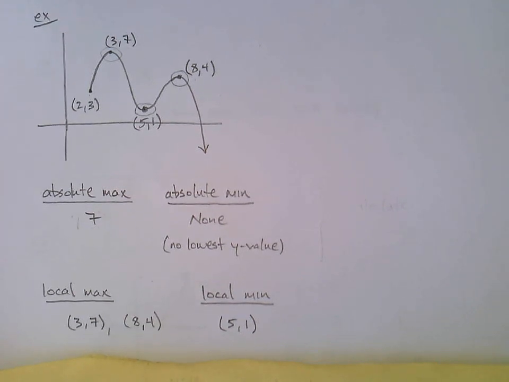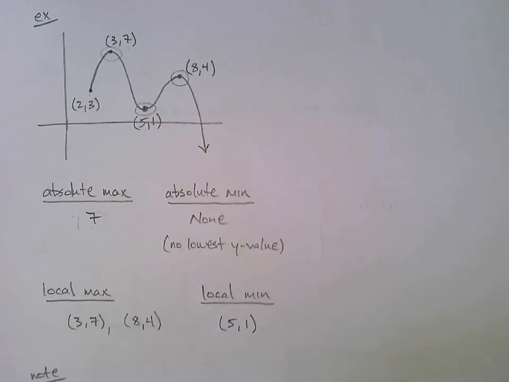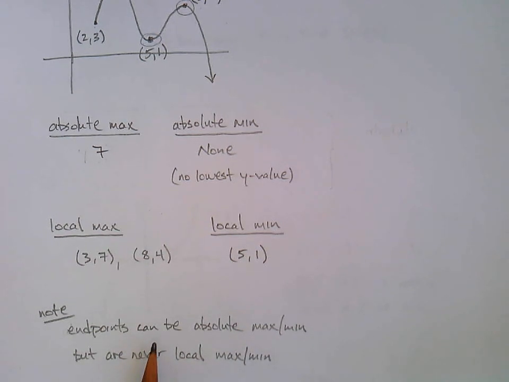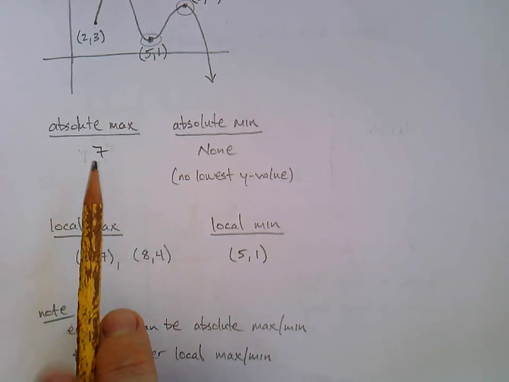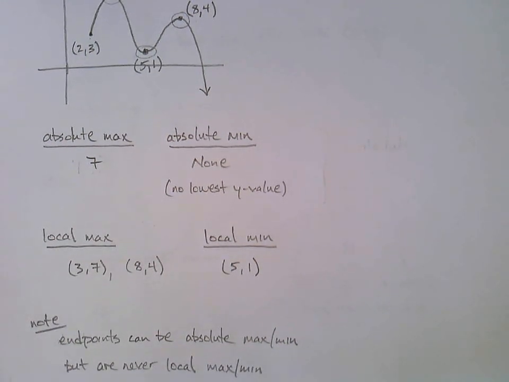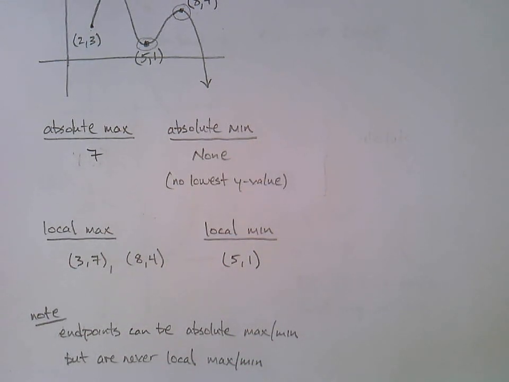All right. Okay, now finally, what's up with the 2,3? Why don't we include that in the local mins? Because we don't allow for endpoints to be local maxes and mins. So I've got this note down here at the bottom. Endpoints can be absolute maxes and mins. An absolute max or min could happen at an endpoint if it happened to be the highest or the lowest, but they are never local maxes and mins. We never consider an endpoint, and there's not really a great reason behind it. That's just how we think of it.